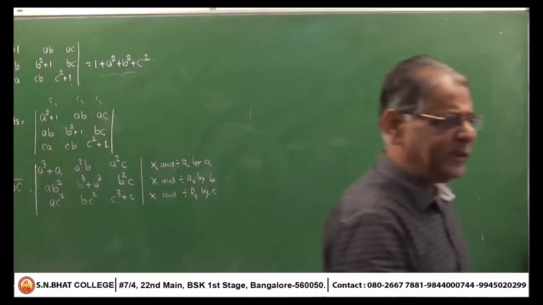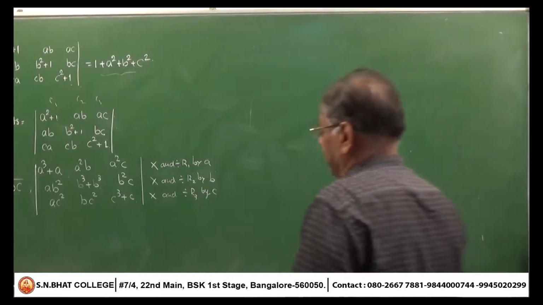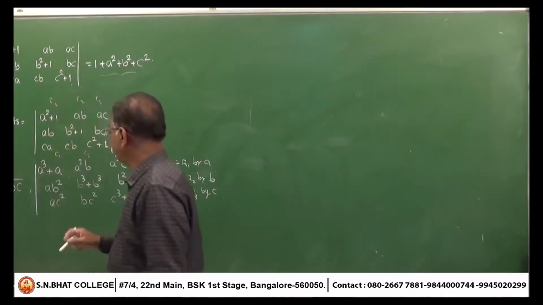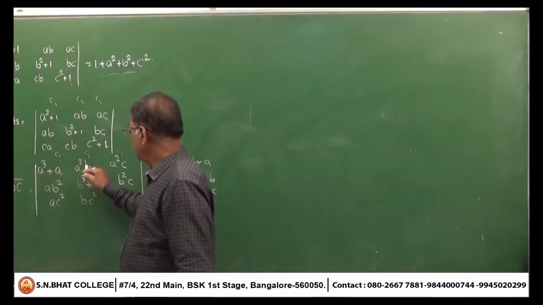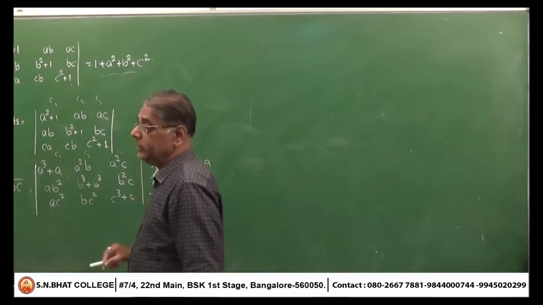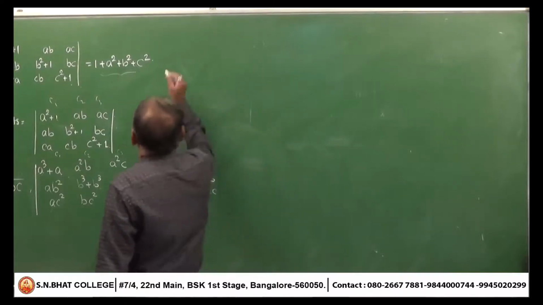Multiply and divide R1 by A, R2 by B, R3 by C. Multiplication you write inside the determinant. Dividing by ABC, write outside the determinant. Tell me, in C1, C2, C3, what is the common factor? In C1, the common factor is A. In C2, the common factor is B. In C3, the common factor is C. Take out ABC common factor from C1, C2, C3.